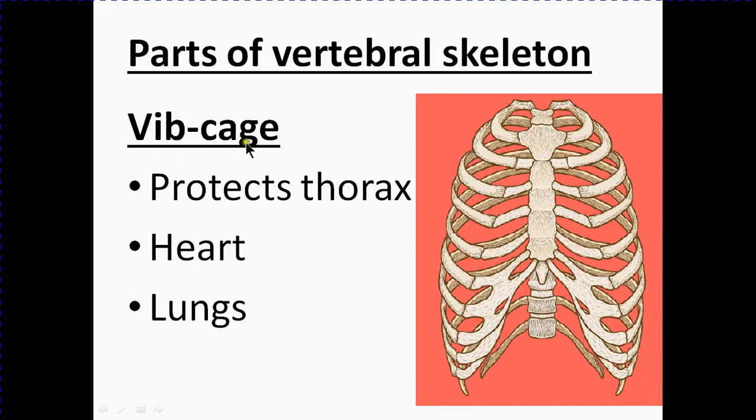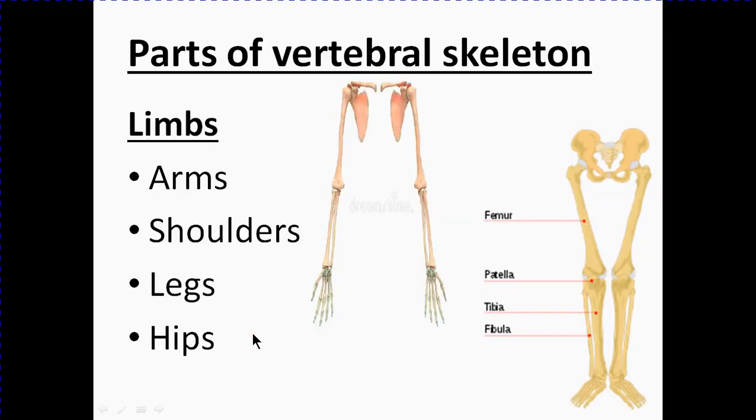Number 3, rib cage protects thorax, heart, lungs. So these bones that actually form ribs are known as the rib cage, and that protects all our soft parts like heart, lungs.